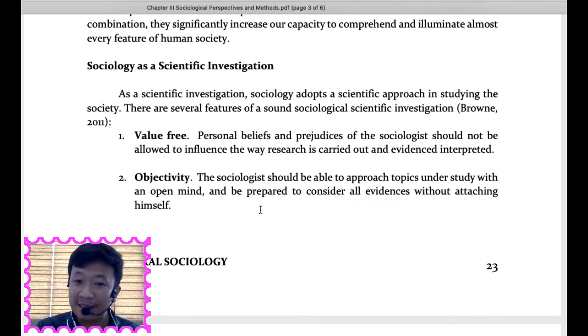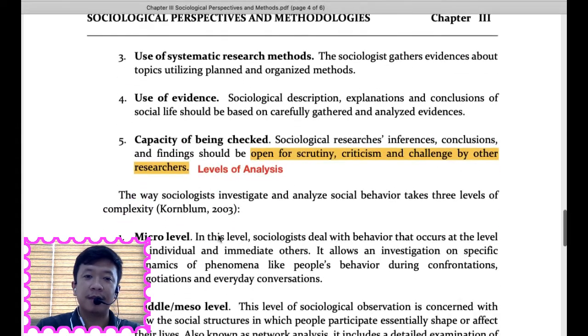Okay? Objectivity is the second feature, which is a very important trait, no, ng isang sociologist. Objective ka dahil yung pag-select mo ng topic, it's because of the gaps in your discipline, not because you have an investment on it, not because you have a stake on it, or you want to benefit yourself for it. Okay? So objectivity is very important.